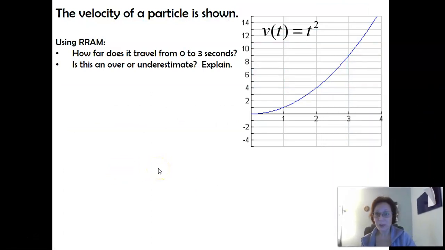Okay. So, let's actually use this. We're going to do this same problem 3 times. We're going to use an LRAM, we're going to use an RRAM, we're going to use an MRAM. And we should be able to predict over and under here. Right? So if you look at this function, I have an increasing function. It's increasing the whole time. It's just t squared.